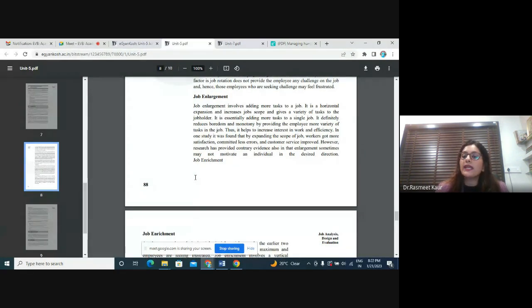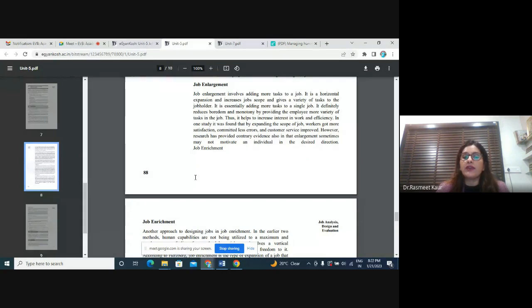Let's come to what is job enlargement. These two terms, enlargement and enrichment, differ from each other. Enlargement means adding more tasks to a job. It is basically horizontal expansion. You are not increasing the rank, the grade, or the pay of that particular individual, but you have increased the scope of his job. He or she is now taking care of different areas, a different variety of tasks as the same job holder at the same position, but his vertical upliftment in the organization has not happened.